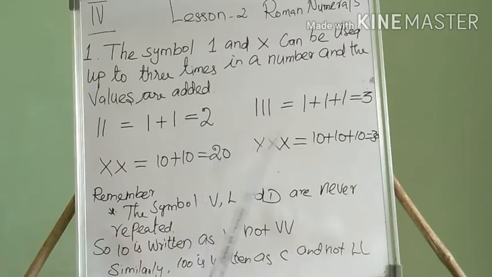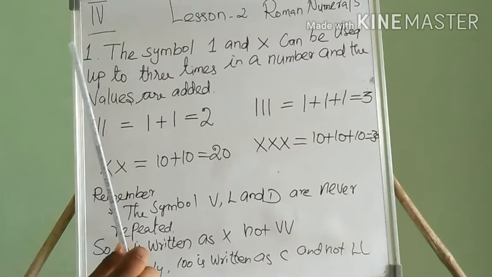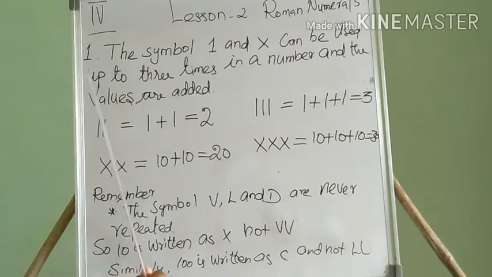Now you would have asked me, which symbols are not repeated, sir? Yes, I will tell you. The symbols V, L and D are never repeated. You cannot repeat these 3 Roman numerals: V, L and D. Don't forget, it can also be a question: which numerals cannot be repeated? Dash, dash and dash. First dash V, L and D.